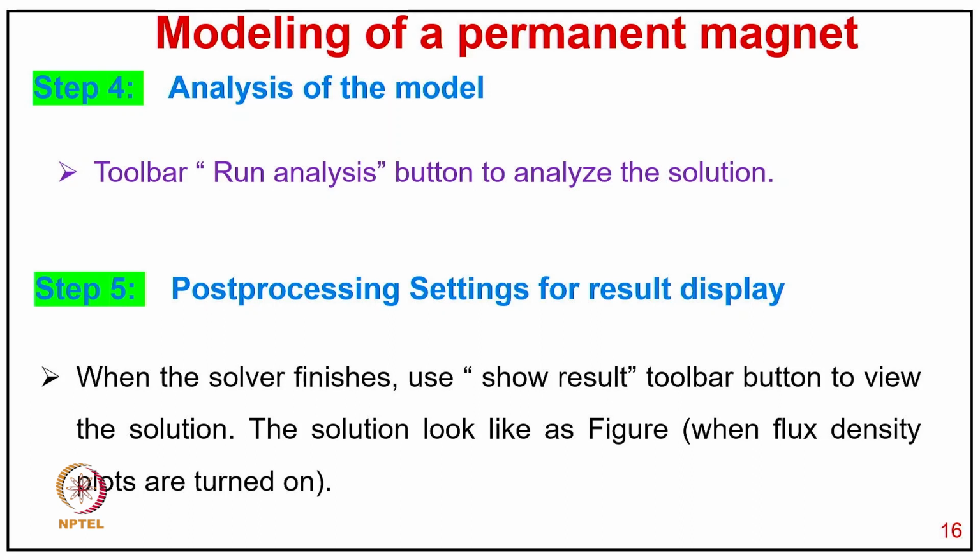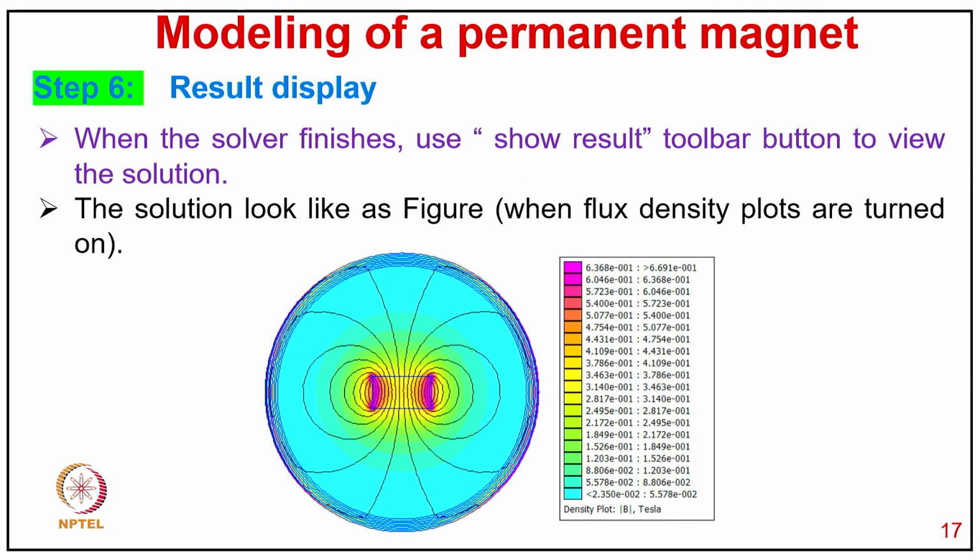Now, step 4 is analysis of the model. On the toolbar is the run analysis button to analyze the solution. Step 5, the post processing setting and result display. When the solver finishes, use the show result toolbar button to view the solution, as in the figure, when flux density plots are turned on. And step 6 is result display. When the solver finishes, use the show result toolbar button to view the solution, as in the figure, when flux density plots are turned on.